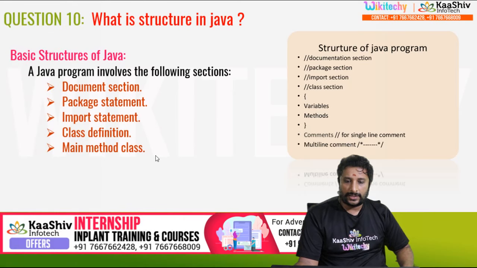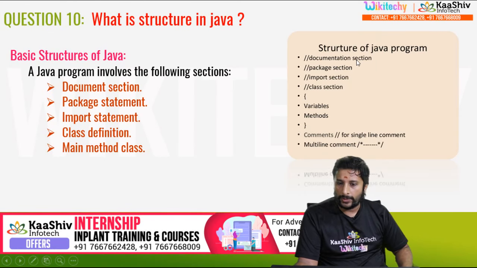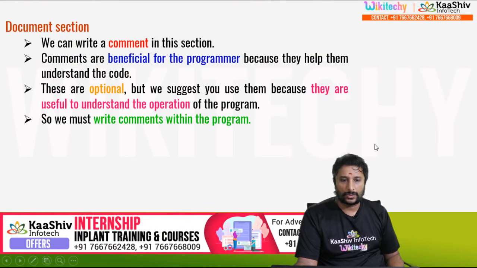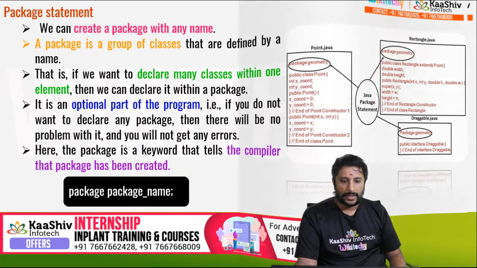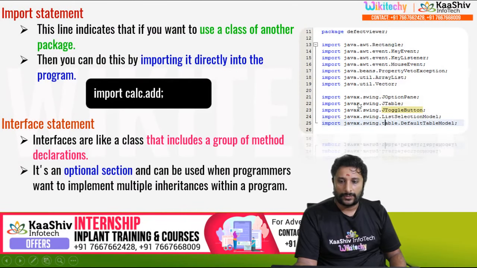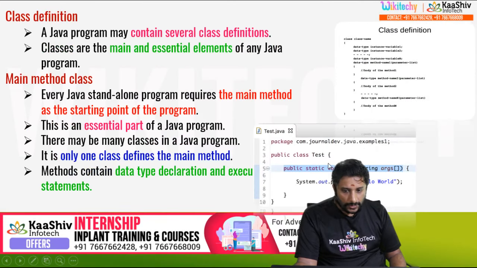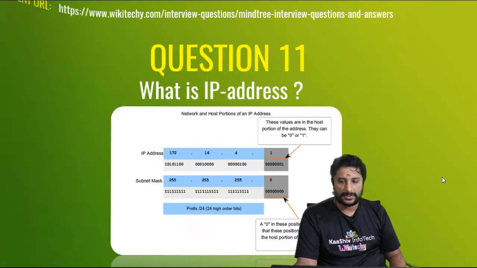So here is the one. The Java program will have the documentation section, package section, import section, class section, variables, methods. There are also comments and multi-line comments. Here is the structure of Java programming. You got the documentation section and everything. You are able to see it here. The package statement, import and everything is here. And afterwards, after package, you got the class and main function, and you got the methods and everything.